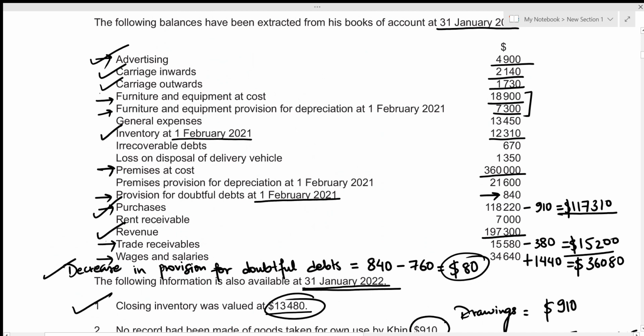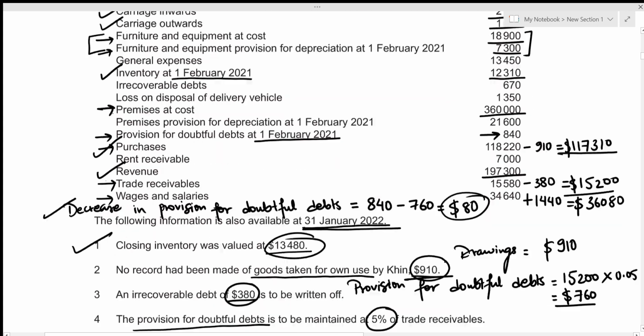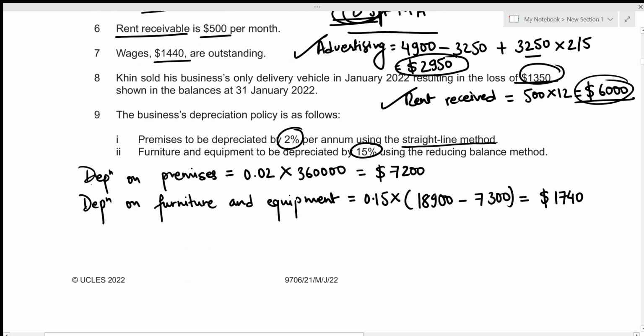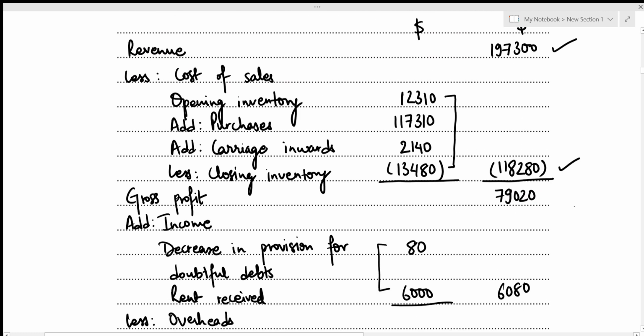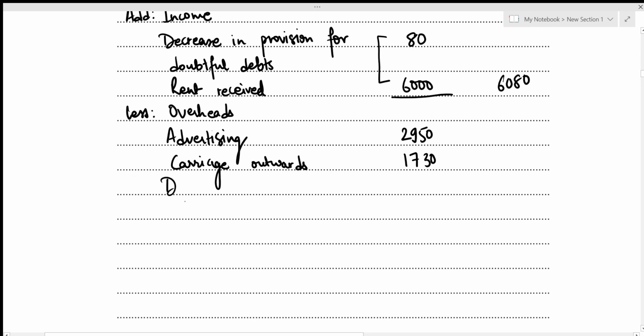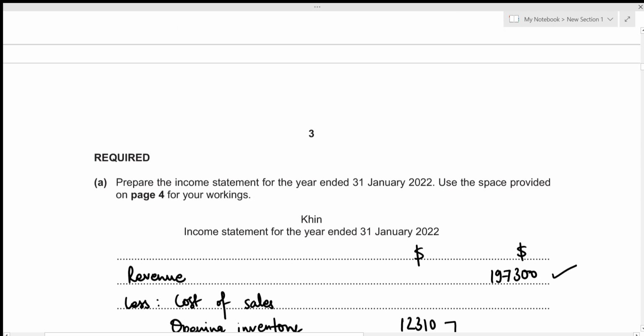Then we are given furniture, so we definitely need to include our depreciation on furniture as well, which we already figured out right here. So depreciation on furniture and equipment amounted to 1,740. Let's include this as well. Depreciation on furniture and equipment. And we figured it out to be 1,740. Okay.